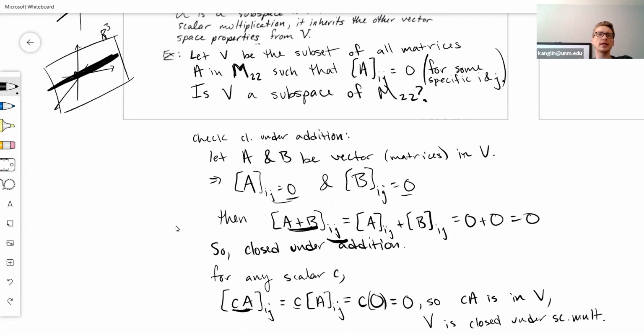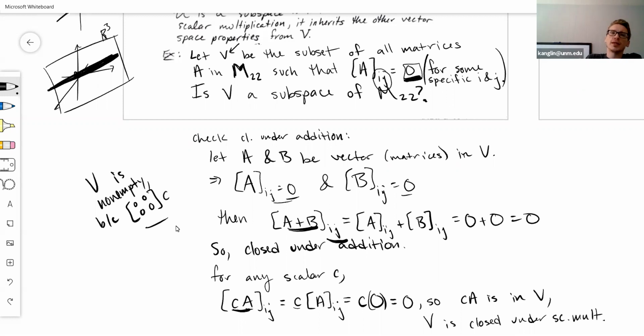You can also show very quickly that V is non-empty, because the 0 matrix, we can very easily see, satisfies that the ijth entry is 0, and that's true for any ij we happen to look at, right? No matter which entry ij we're specifying would have to be 0 in order to be in set V, no matter which one, the 0 matrix certainly has a 0 in that entry, 0 in every entry. So, say this thing is in V, it's an element of V.